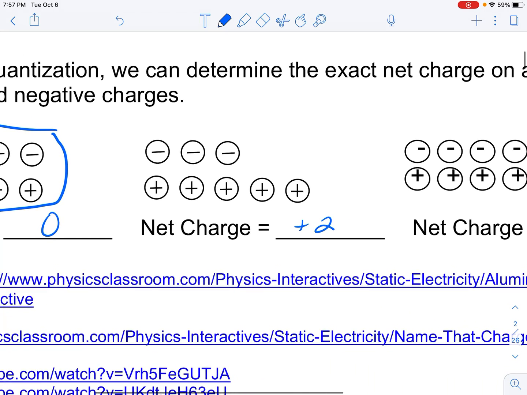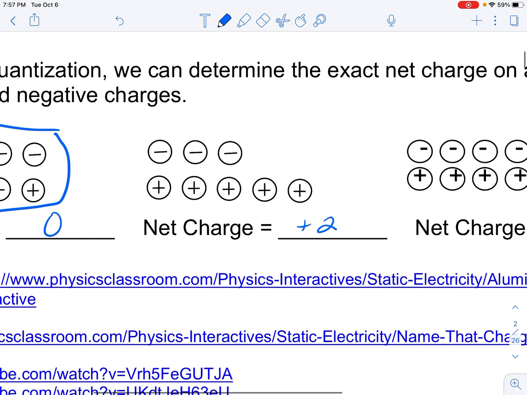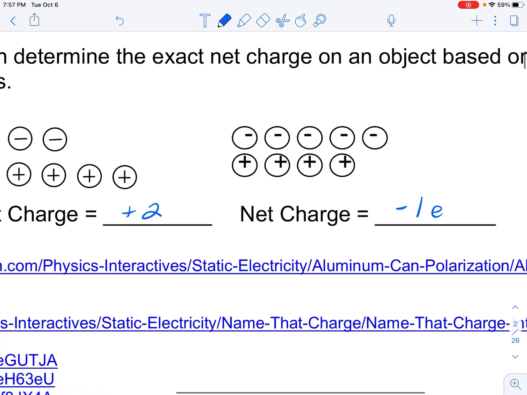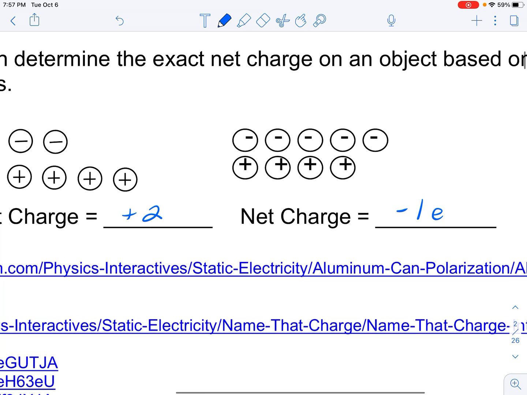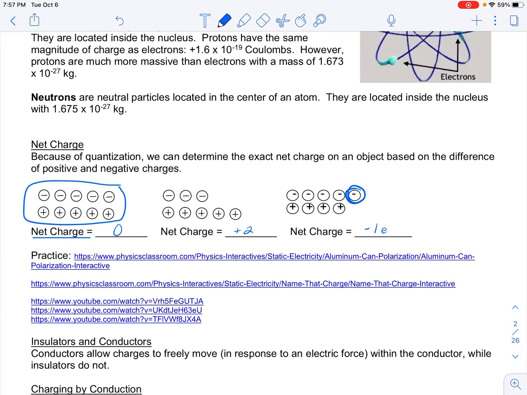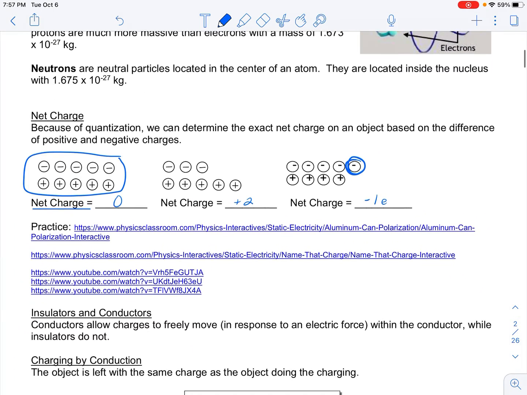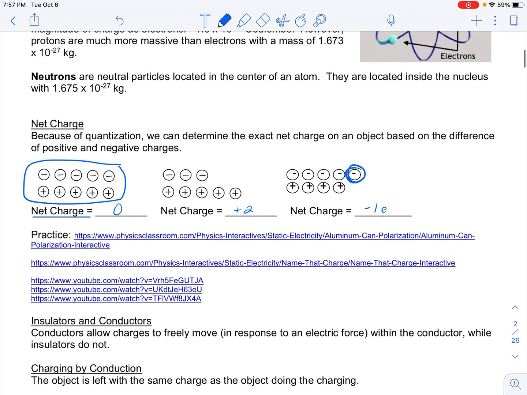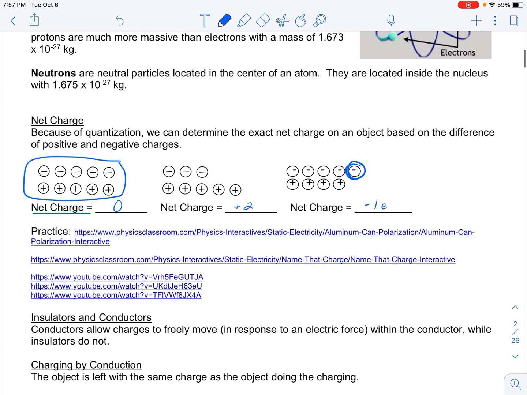These are pretty simplistic examples, but here's another one. I've got 3 negative and 5 positive for a net charge of +2. And finally, 5 negative and 4 positive, I have a net charge of -1 electron. So we want to, again, think about net charge. It's not that we ever have 0 charge necessarily, but we can have charges that balance through ionization.